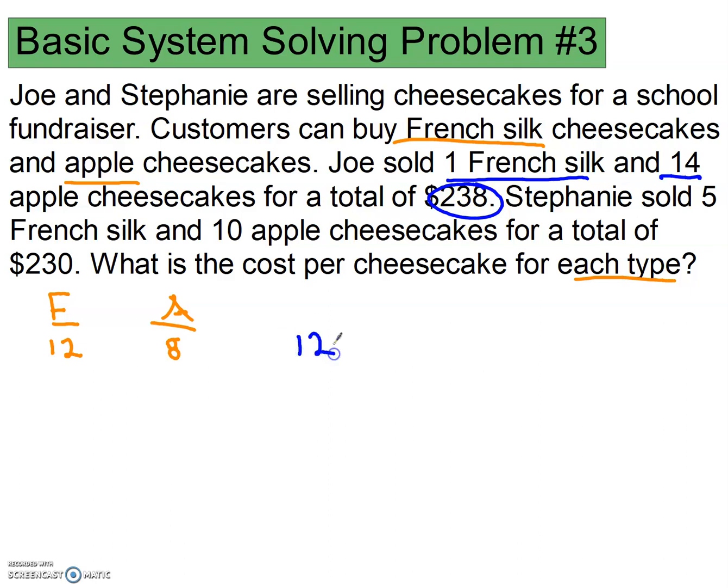Is one of his French silk plus 14... I'm going to back up here. I'm going to put my guess in parentheses and put a 14 out front. I like to do that just because it makes it look clearer where the variable should go later. Is it true that $12 for the one French silk cheesecake and 14 times $8 for all the apple cheesecakes does that actually add up to 238?